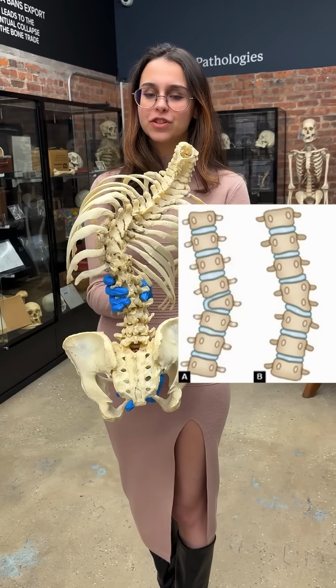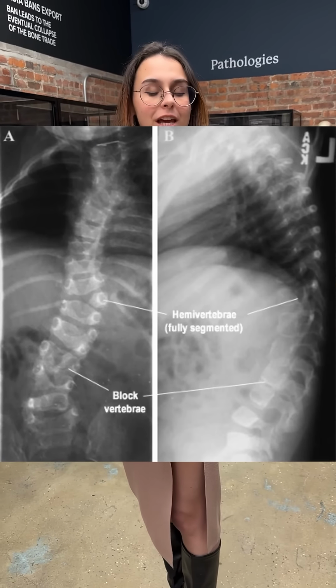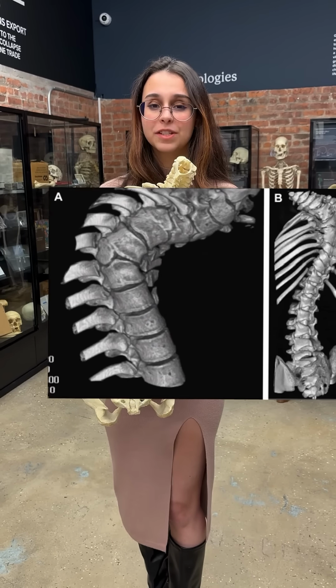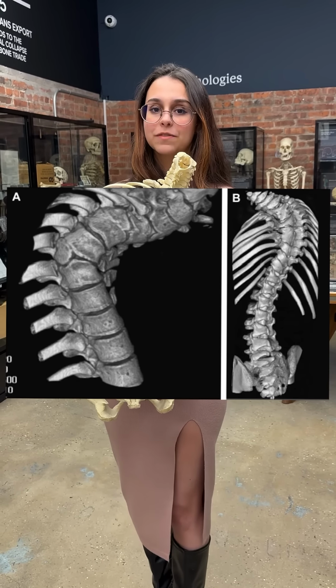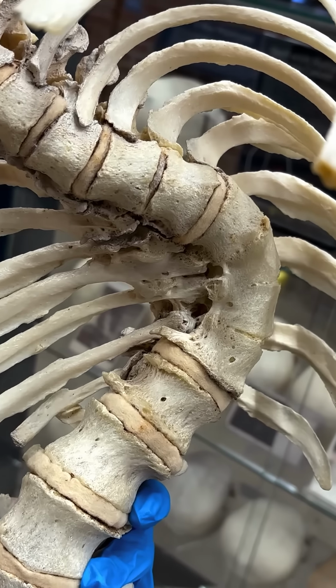A common feature of congenital scoliosis is a hemivertebrae, which is a vertebrae that's just not fused correctly and thus causes a curvature. Congenital scoliosis is a result of incorrect vertebral development and also failure of segmentation during fetal development. And if we look at all of the vertebrae, there's no hemivertebrae present.